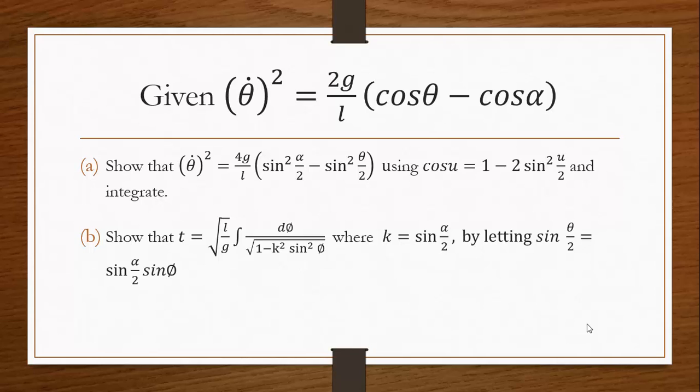Next, I'm also asked to show that t is equal to the square root of L over g times the integral of d phi over the square root of 1 minus k squared sine squared phi, where k is equal to sine alpha over 2, while letting sine theta over 2 equal sine alpha over 2 times sine phi.